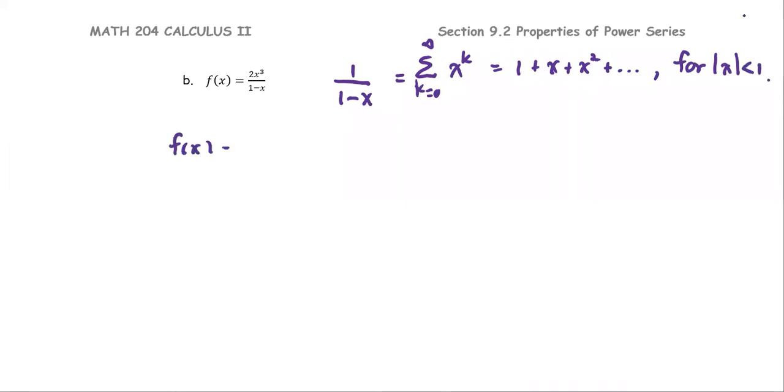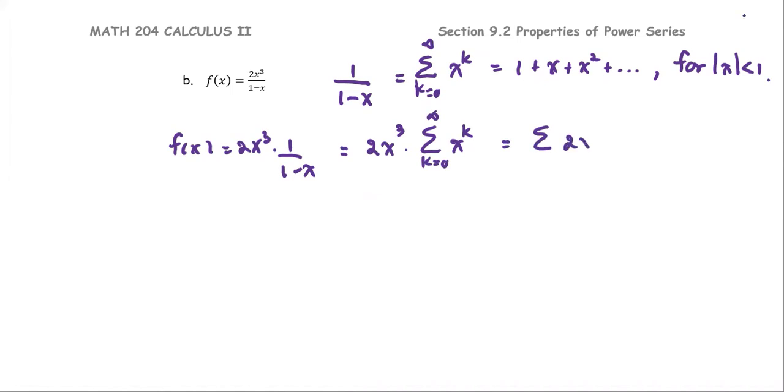We're going to write the function 2x to the third over 1 minus x as 2x to the third multiplied by 1 over 1 minus x to find the power series form of this. Then we can see that this is the same as 2x to the third multiplied by the summation x to the power k from 0 to infinity. And this becomes the series of 2 times x to the third times x to the k, which is the same as the summation k from 0 to infinity of 2 multiplied by x to the power k plus 3.